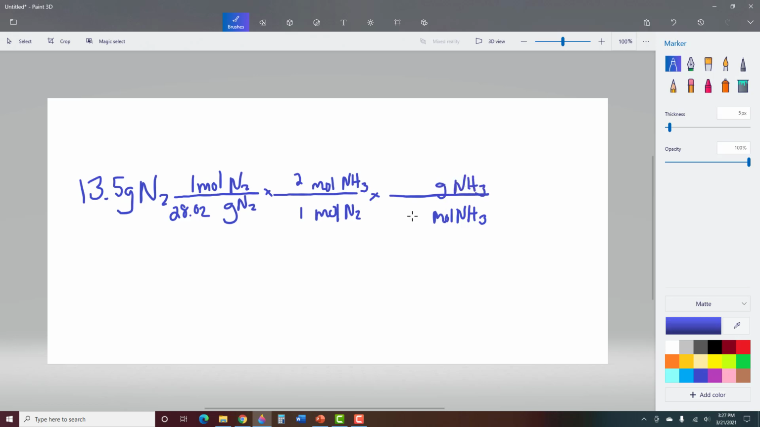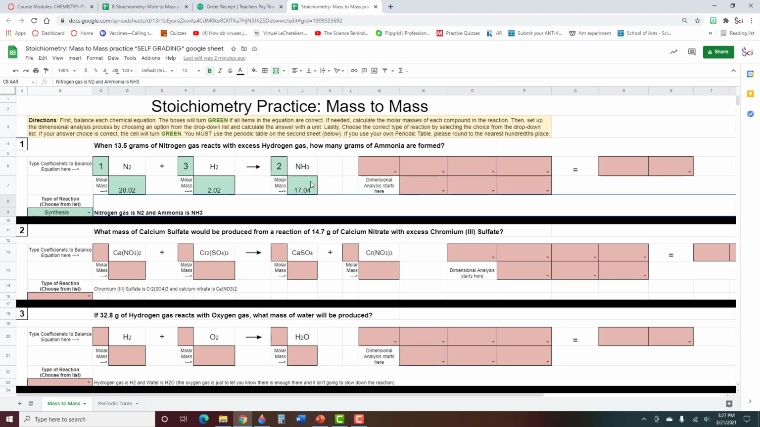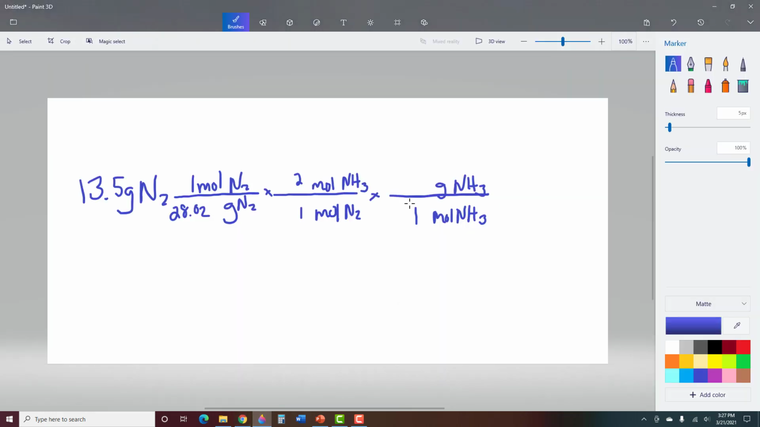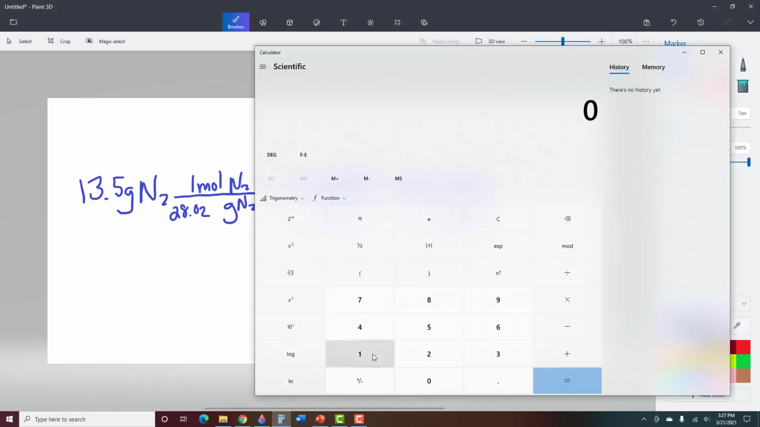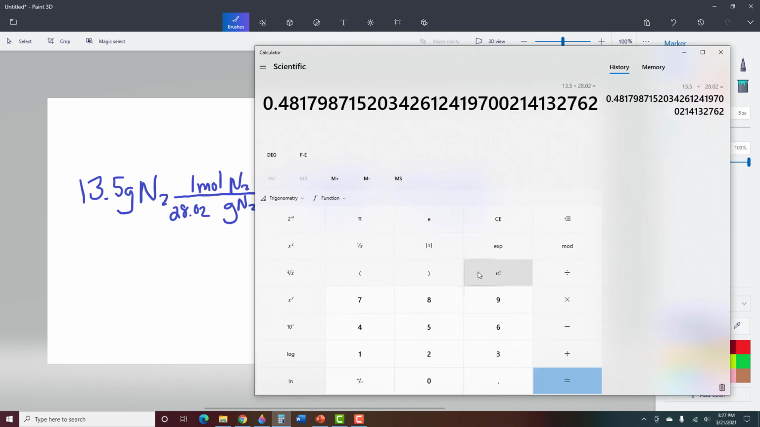When grams and moles are together, this mole is 1. Grams comes from the periodic table, so it's right here, 17.04. And then we solve. So I'm going to get my calculator. I'm going to put in 13.5 divided by 28.02. I'm also multiplying by the top, but I'm not going to do that because that's multiplying by 1, which comes out to the same thing.